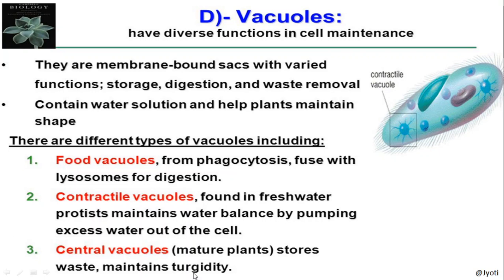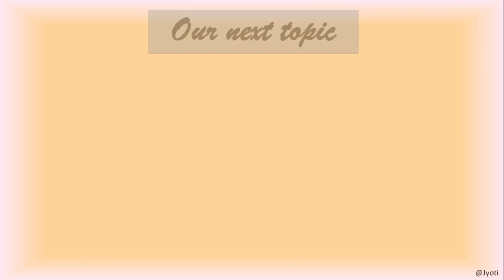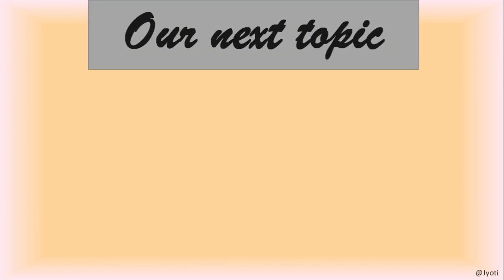Then the central vacuole is present in mature plants. It stores waste, mainly water, and it also helps in maintaining the turgidity of the plant cell. So in this session, we have discussed some of the cell organelles which form the endomembrane system. They are working in a coordinated way. Their functions are related to each other and they help in the biosynthesis of each other.